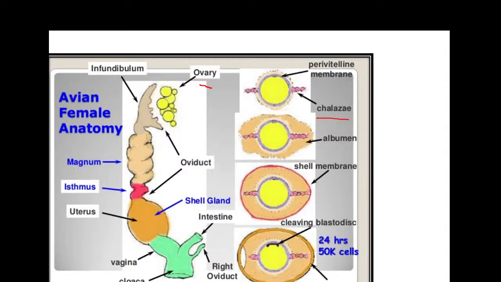In the magnum region, albumin deposition takes place. This is the isthmus region of the oviduct, and at the isthmus region the shell membrane will get deposited around this fertilized egg. At this uterus region the shell will be accumulating, and this is known as the shell gland. Through the cloaca the egg comes out, and this takes 24 hours.